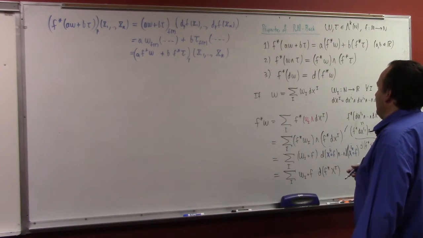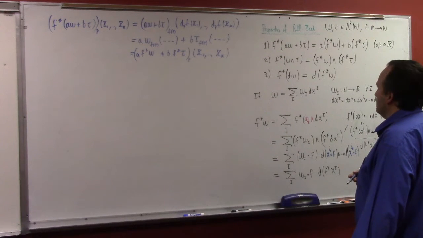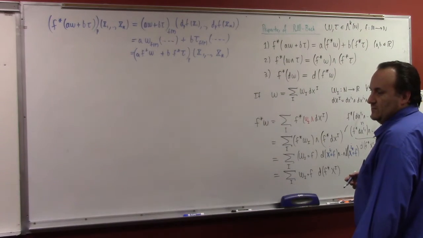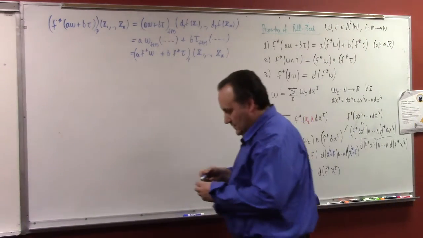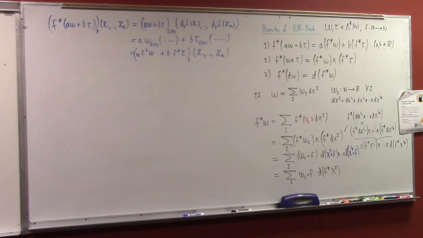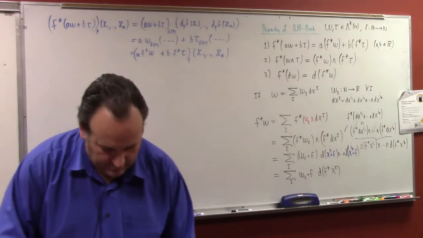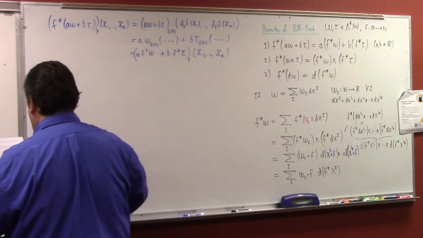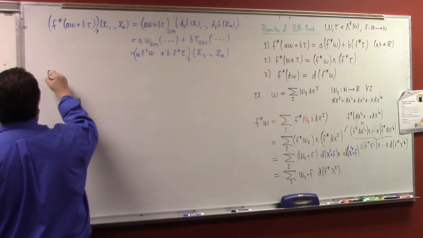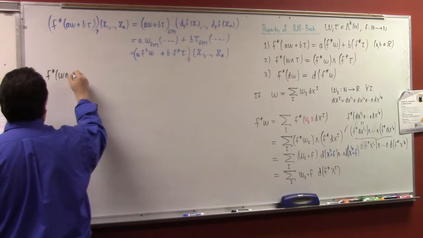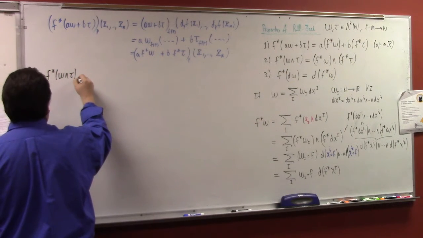And since that holds for arbitrary K tuples, number one follows. Is that reasonable? The next one, I think, is a little bit slipperier. Let me be careful. So part 2, we will look at the pullback omega wedge tau at the point P.